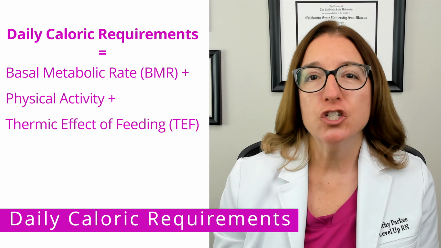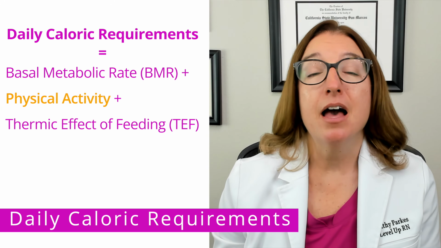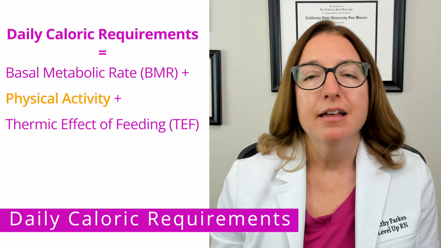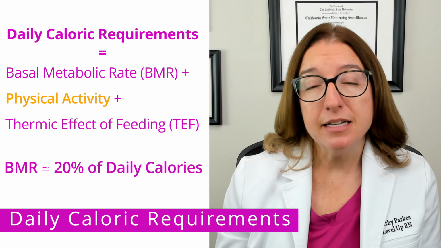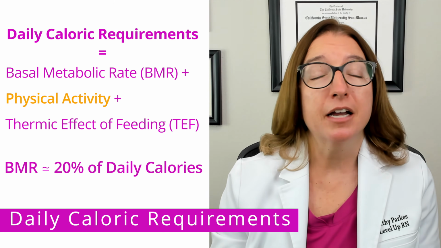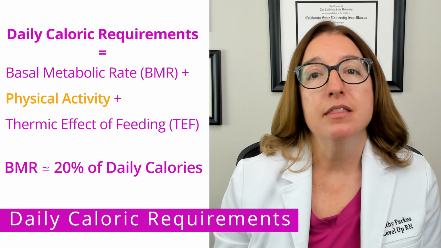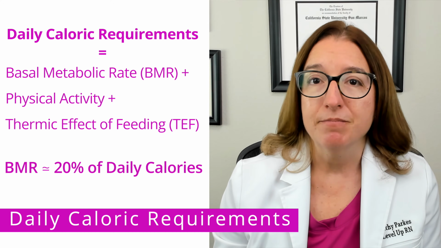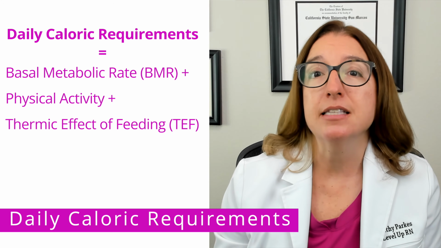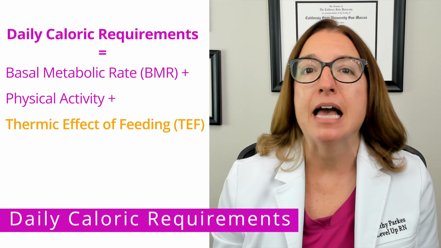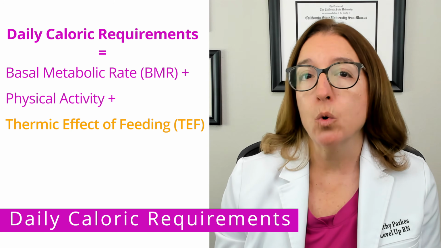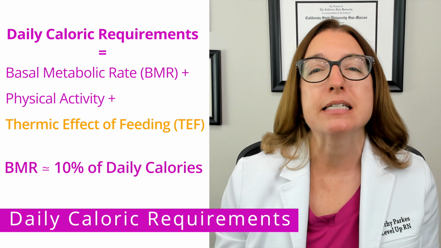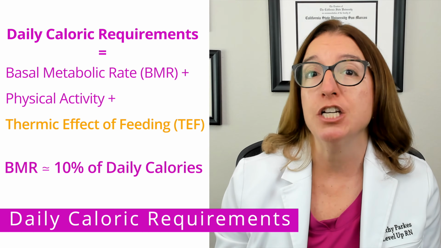The next part of the equation is physical activity. This is the amount of energy required by the skeletal muscles for body movement. This number represents about 20% of an individual's energy needs, but can vary greatly depending on the intensity and duration of exercise, as well as the individual's weight. And then the last part of the equation is the thermic effect of feeding, or TEF. This is the amount of energy required to digest and metabolize food. And this number represents about 10% of an individual's energy needs.